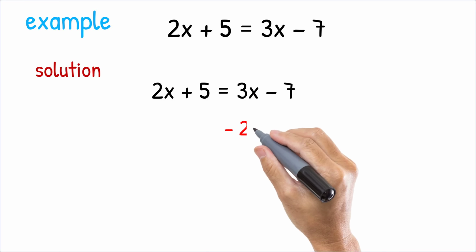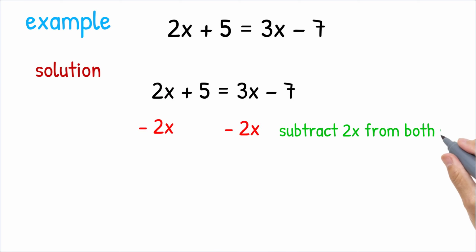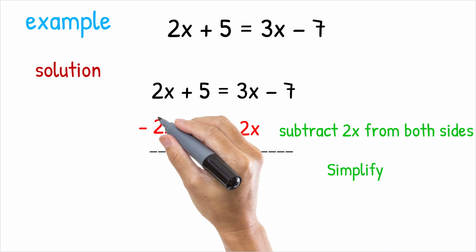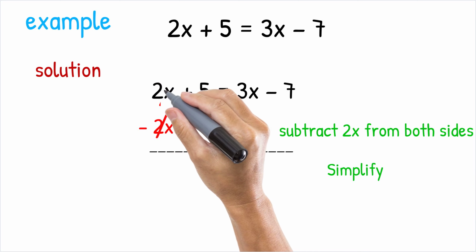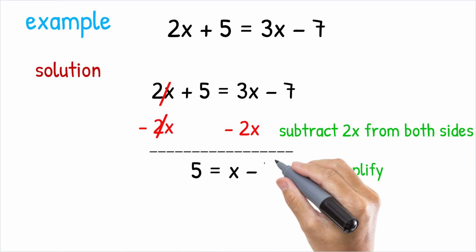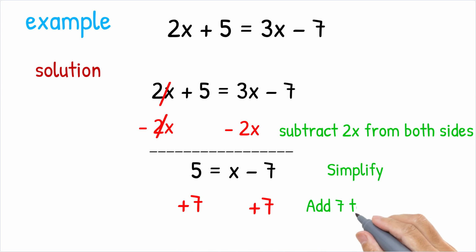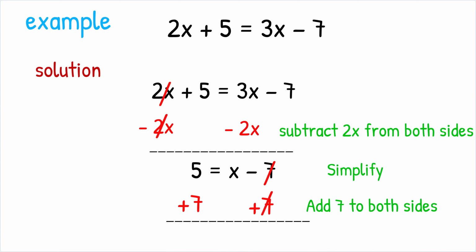Rewrite the equation. Subtract 2x from both sides. Simplify the equation. Plus 2x and minus 2x cancel. The equation is 5 equals x minus 7. Now add 7 to both sides. It will be simplified to 12 equals x, or x equals 12.